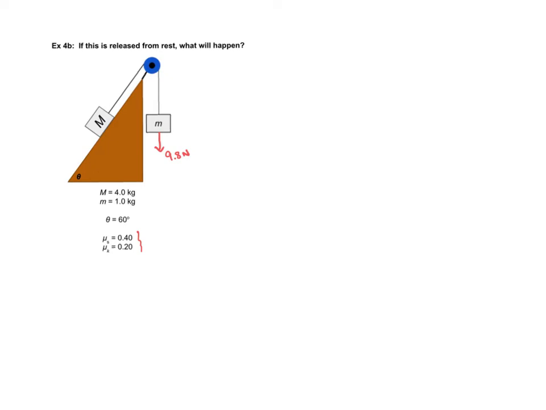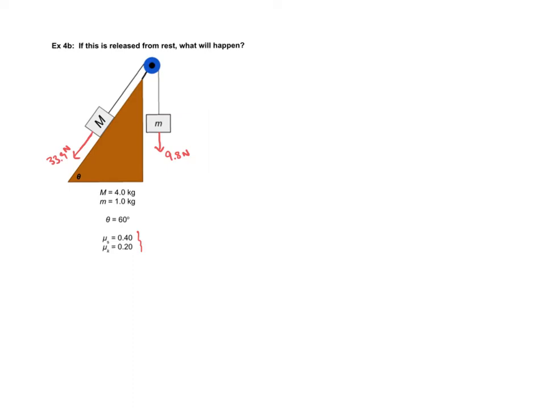And I calculated the x component of gravity pulling down on the capital M block was 33.9, I believe, newtons. Okay, so that was information from 4a. Now, the difference here is going to be there's friction.